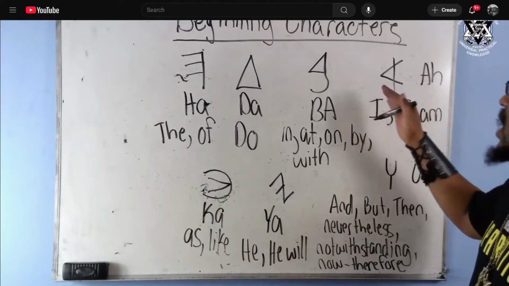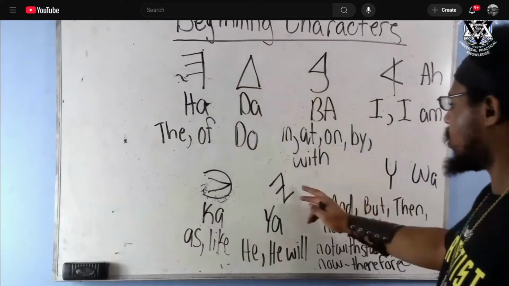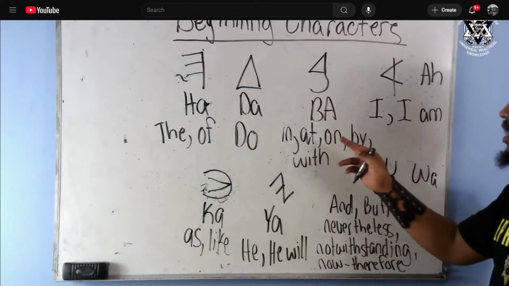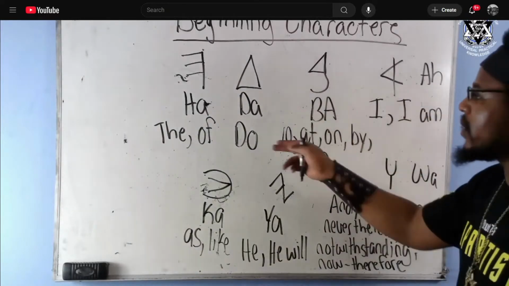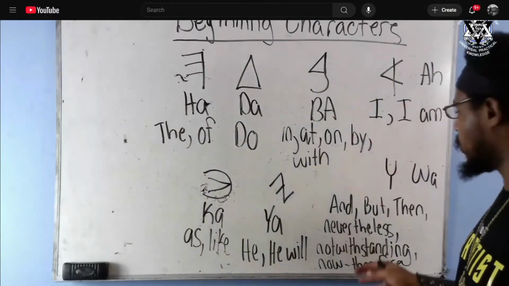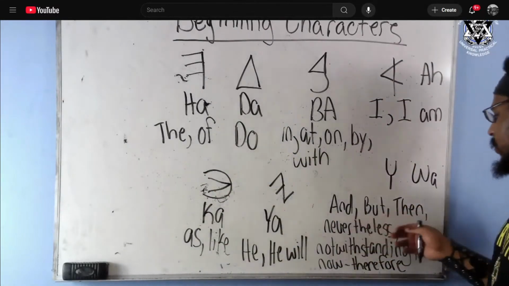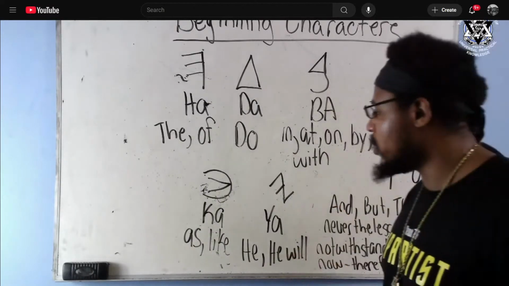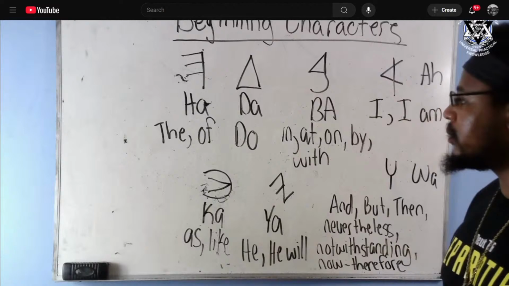So far we got A, Ba, Da, Ha, Wa, Ya, Ka. A means I or I am, Ba means in, at, on, by, with, Da means do, Ha means the or of, all when they fall at the beginning of a word. Wa means and, but, then, nevertheless, notwithstanding, now therefore, Ya means he or he will, Ka means like or as.